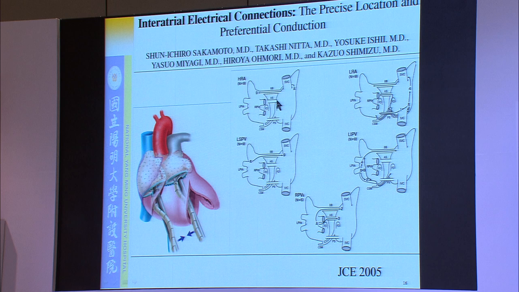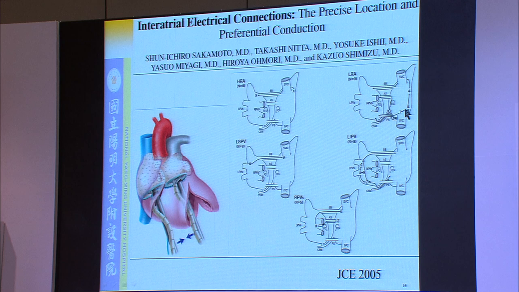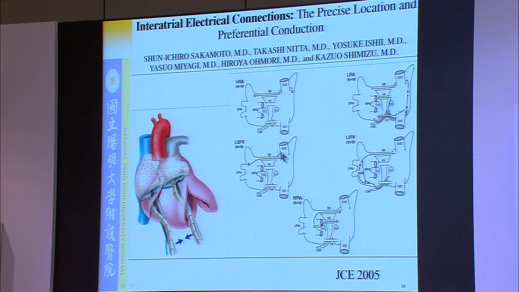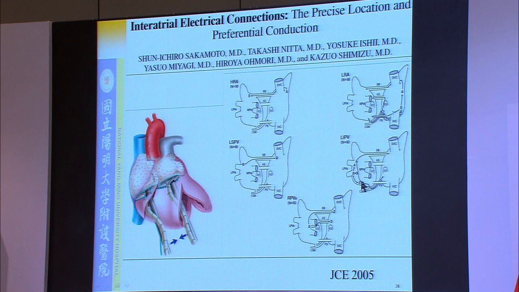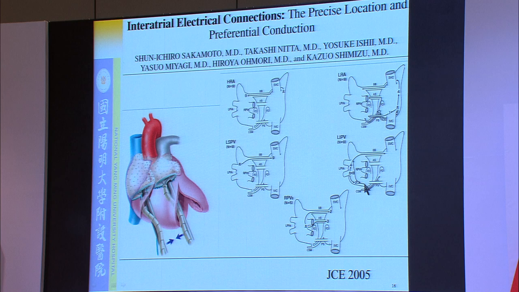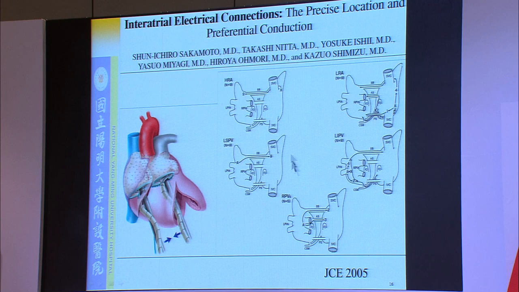And if you pace from the lower right atrium, it can be aborted, then all goes to the posterior connection. And if you pace from the left side, the left superior pulmonary vein, it's also conducted through the Bachmann bundle. And if you pace from the inferior pulmonary vein, it can go aborted, and sometimes goes to the posterior connection. So this is the canine model.